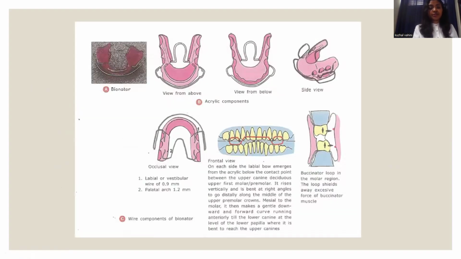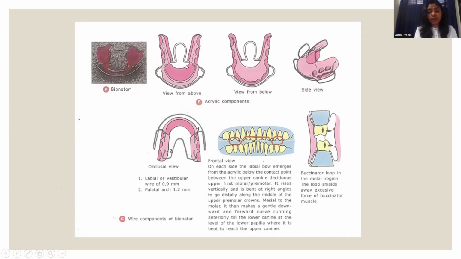So moving on, next we have the bionator. This was given by Balters. He basically believed in the principle of equilibrium based on the tongue pressure. So he believes that the tongue pressure is very essential for arch expansion. It distributes the oromuscular forces, and it helps in the development of dentition in a proper manner. So this is the main difference.